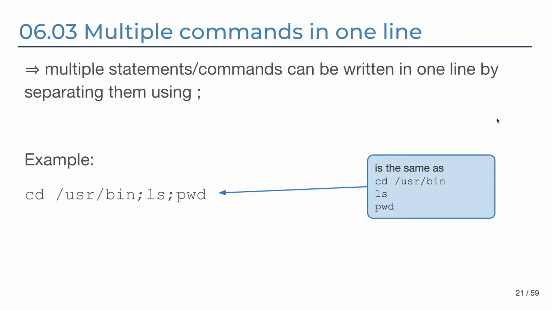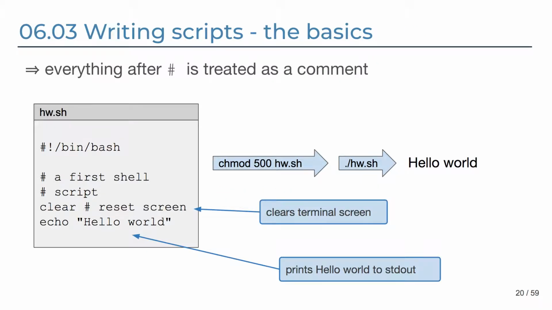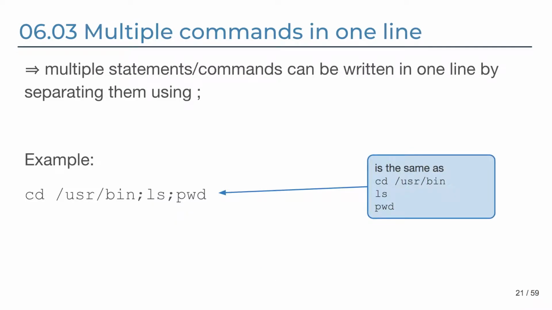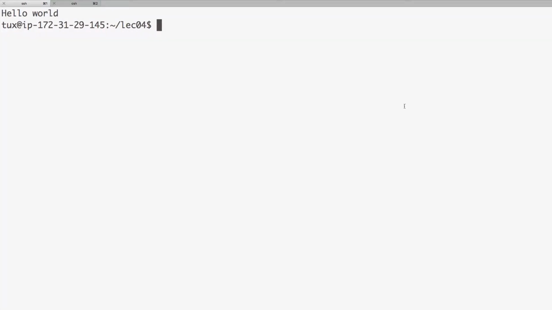All right, there's also an option to actually write multiple commands in one line. When we looked at the first script here, it was pretty straightforward. We just take our file and write the commands in separate lines. But in fact, we can also write all of them in one line if we wanted. The way that works is we just separate them using a semicolon. And this actually also works directly in the shell, here in my terminal.